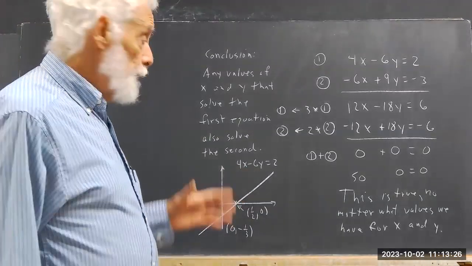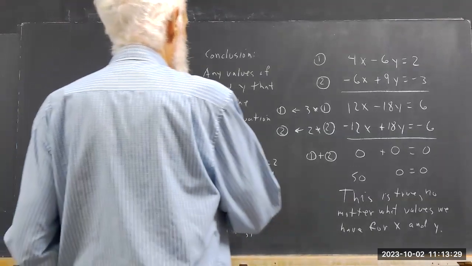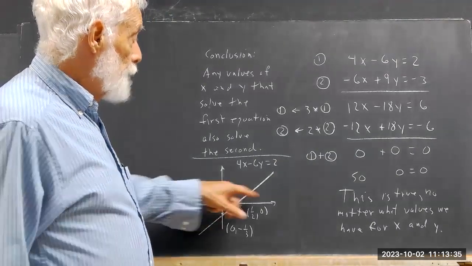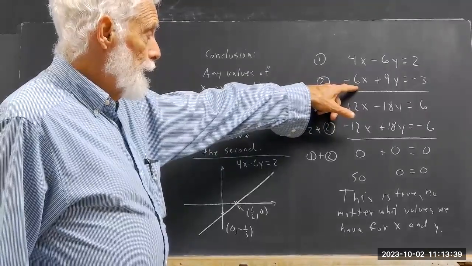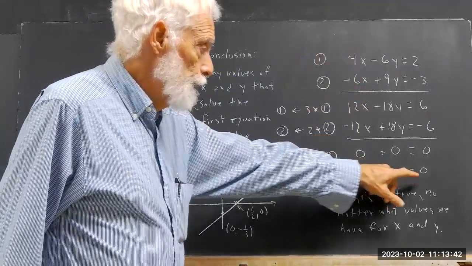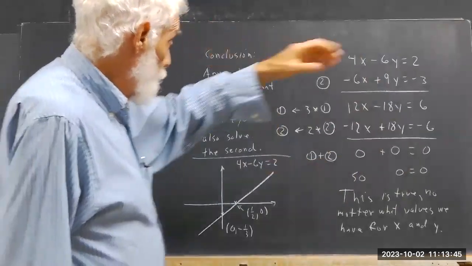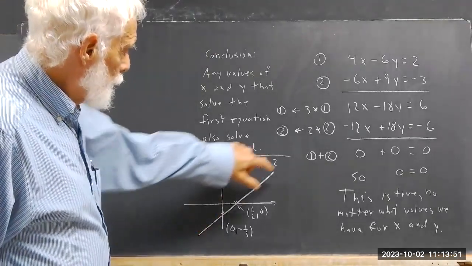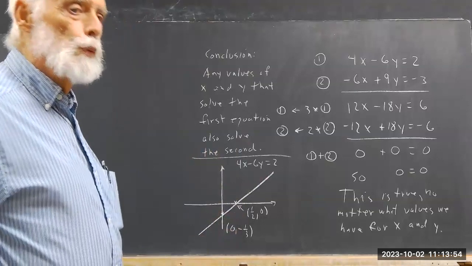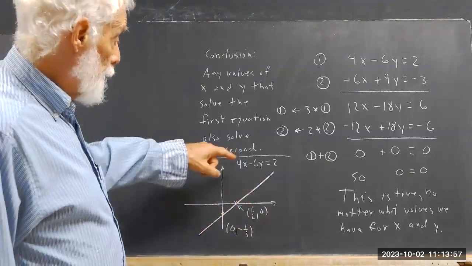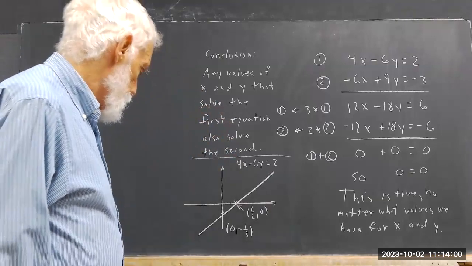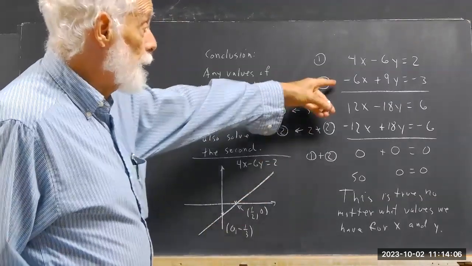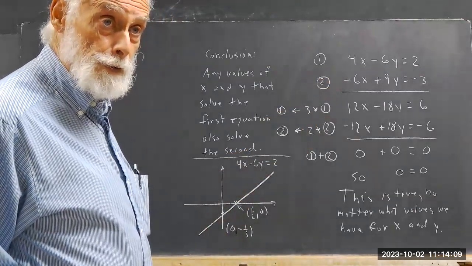Every point on this line is a solution to the first equation. Well, that means that every point on this line is also a solution to the second equation. Since adding these equations gives us 0 equals 0, any value of x and y that satisfies one satisfies the other. Here's the set of all x, y points whose values satisfy this equation. For that reason, we conclude that the graph of the second equation is exactly the same as the graph of the first.